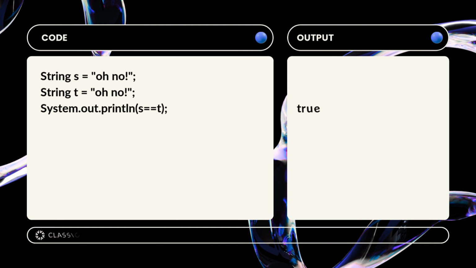For example, here the test returns true even though it appears that s and t are different references. The reason is that for efficiency, Java makes only one string object for equivalent string literals.